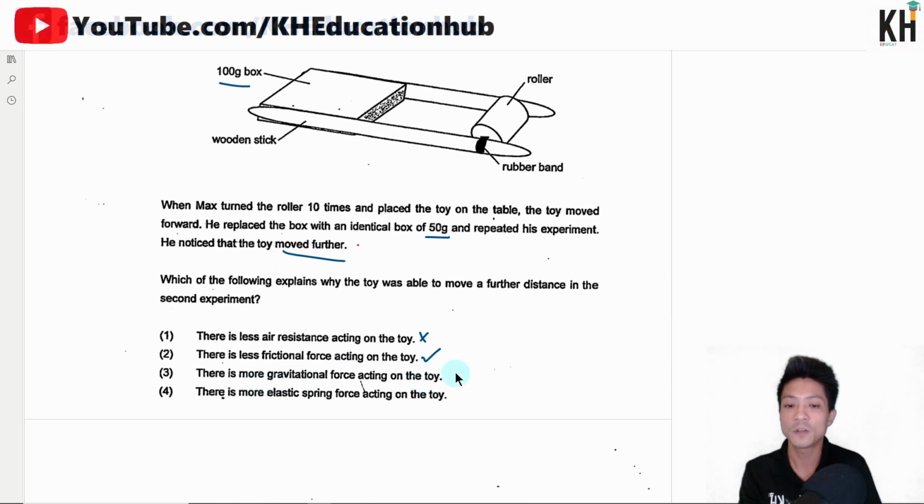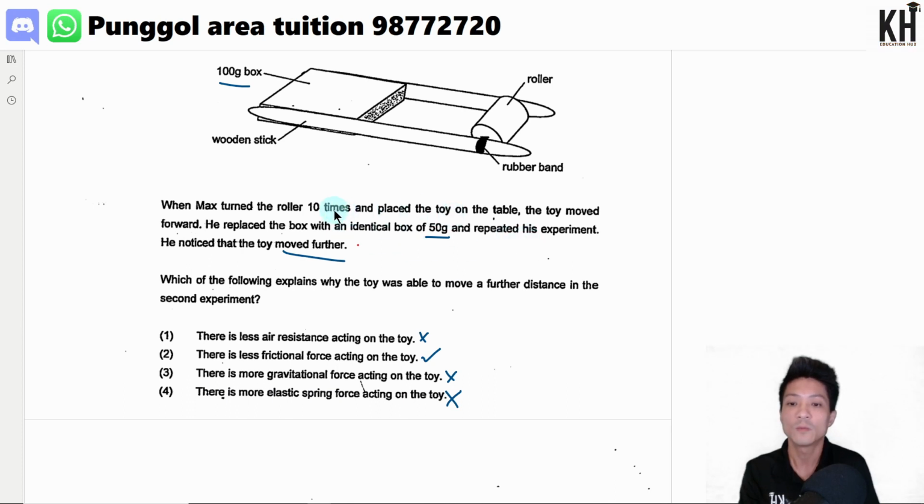More gravitational force? No, gravitational force is always the same. There is more elastic spring force? No, because he repeated the experiment with the identical number of times twisted. Okay, so the answer will be number 2.